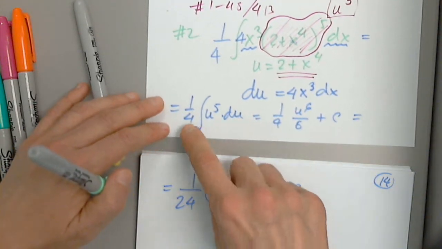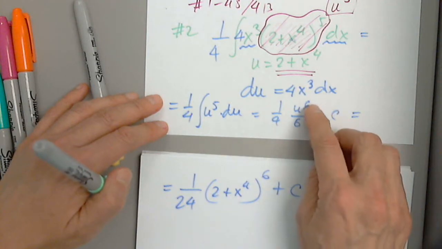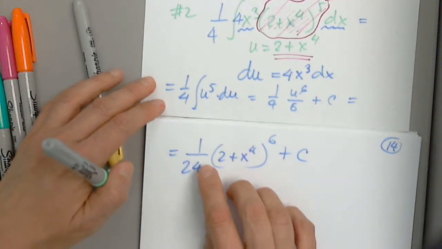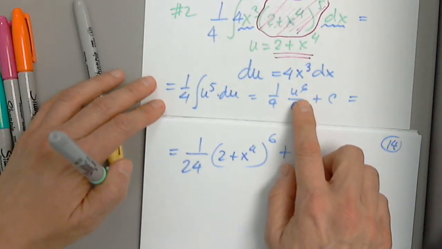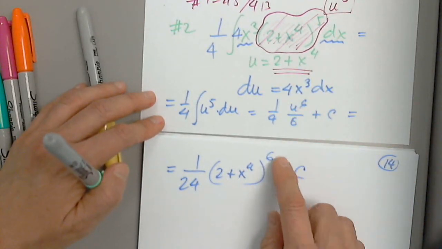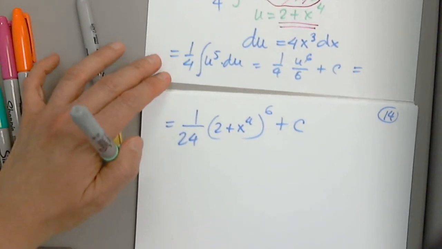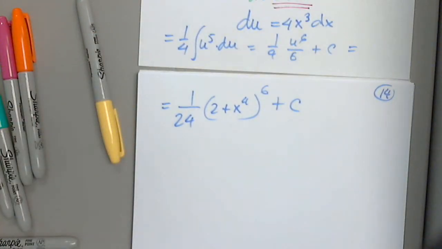Better? So then 1/4 is in front, and then the antiderivative is u to the 6th over 6. So then we get 1/24. It's u to the 6th, but I have to go back and replace u by 2 plus x to the 4th to the 6th power plus a constant c. Is that better, everyone? Okay, this was just the first problem. Very good. Let's move on.